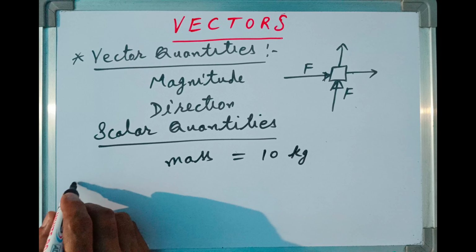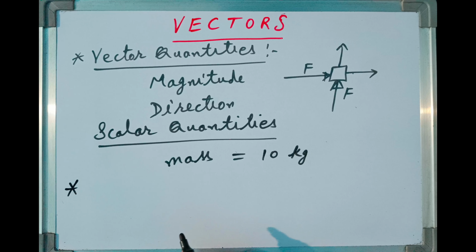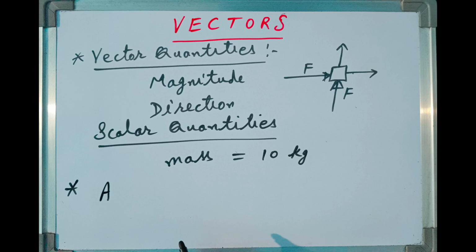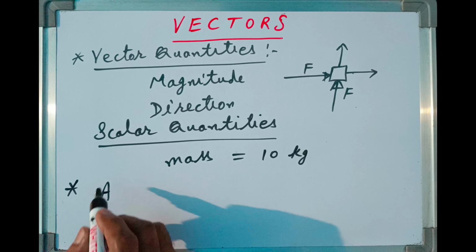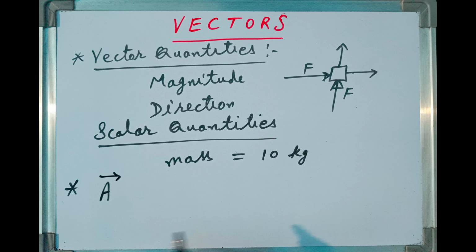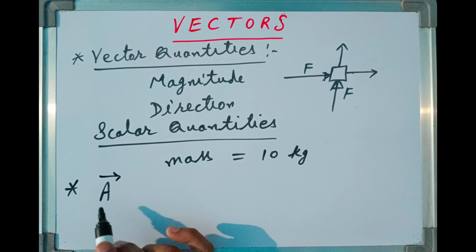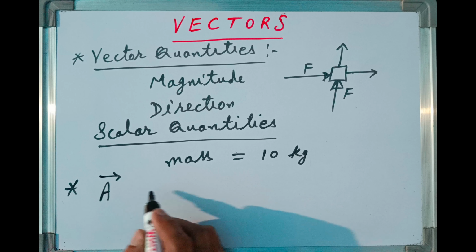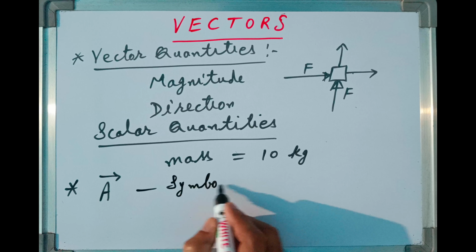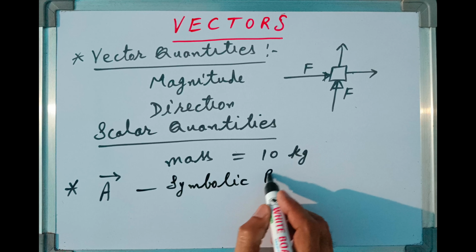Now the next question is how to represent, how to distinguish a vector quantity from a scalar quantity. Suppose we have a quantity A. If it is scalar, we simply write it A. If it is a vector quantity, then we put an arrow overhead the symbol of that quantity. This is the symbolic representation of a vector quantity.